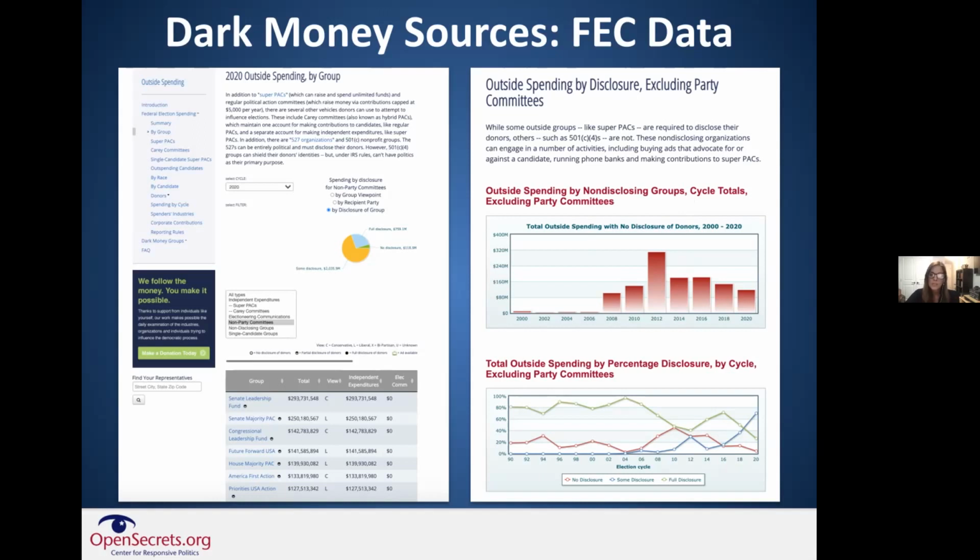And so we're seeing a lot more spending by super PACs that are taking money from groups that do not disclose their donors, rather than direct spending by groups that do not disclose their donors. And that's something you can track with these charts.